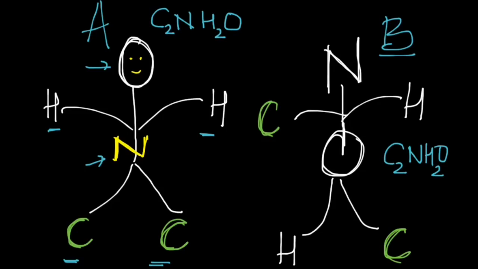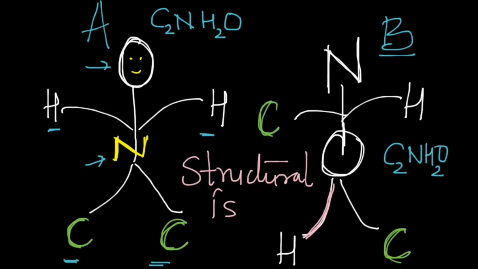But now let's look at the connections. You can see that A has two legs as carbon atoms, whereas in B we have one leg of carbon and the other leg of hydrogen. So connections become different, and when connections are different we have the structural isomerism. So whenever you have the same molecular formula but different connections, you get the structural isomerism.